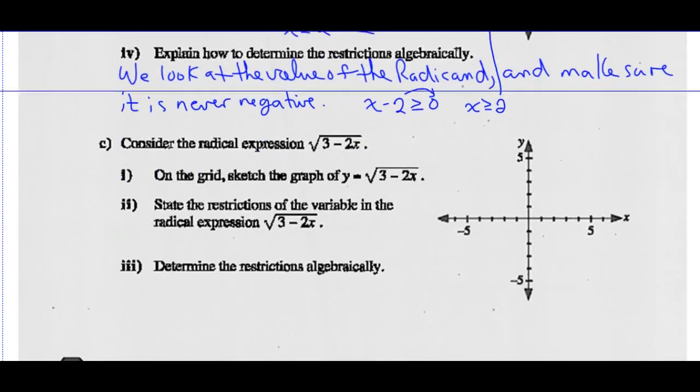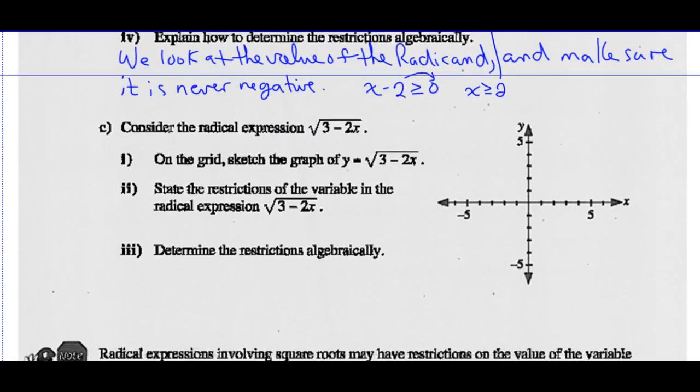Part C, consider the radical expression 3 minus 2x, and take the square root of that. On the grid, sketch the graph of y equals the square root of 3 minus 2x. So if you went to your graphing calculators, what you would notice is this thing has an x-intercept of 1.5, and this graph would move across to the left. So it would look something like that. That's the graph of y equals the square root of 3 minus 2x.